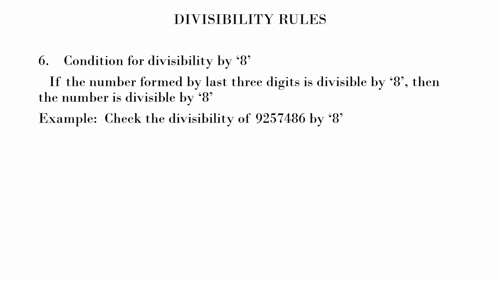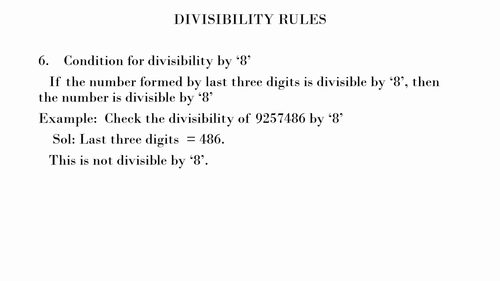Again we have 92,57,486. Now let us check whether this is divisible by 8 or not. For that, we have to consider the last 3 digits. The number formed by the last 3 digits is 486. Now if we check whether this is divisible by 8 or not, this number is not divisible by 8, because 8 sixties are 480 and 6 is the remainder. So this number is not divisible by 8.